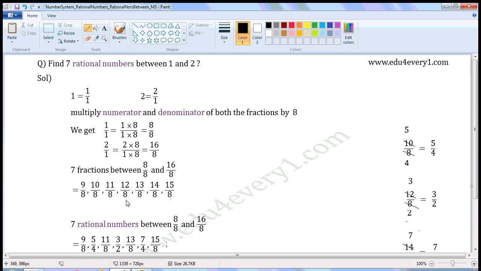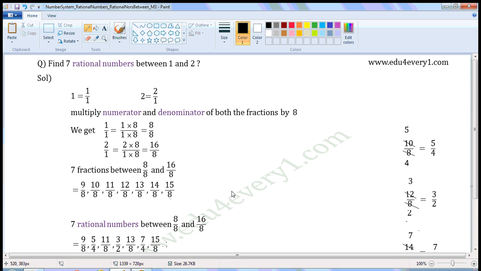Now 12 by 8. In 12 by 8, 12 and 8 have a common factor 4. So divide the numerator and denominator by the common factor 4. 12 when divided by 4, we get 3. 8 when divided by 4, we get 2. 3 and 2 do not have any common factor except for 1. So write it as 3 by 2. And 3 by 2 is a rational number.